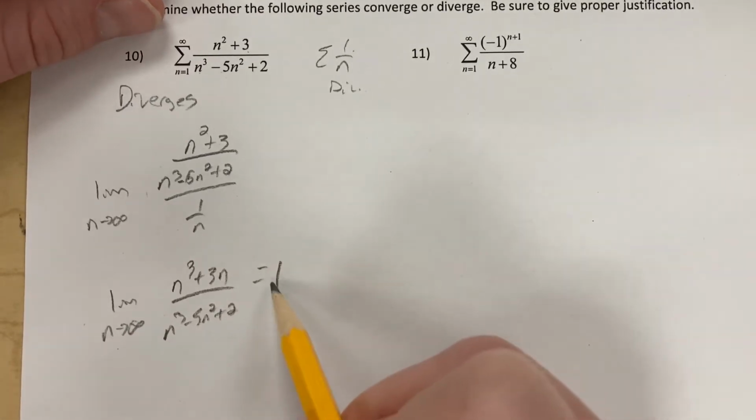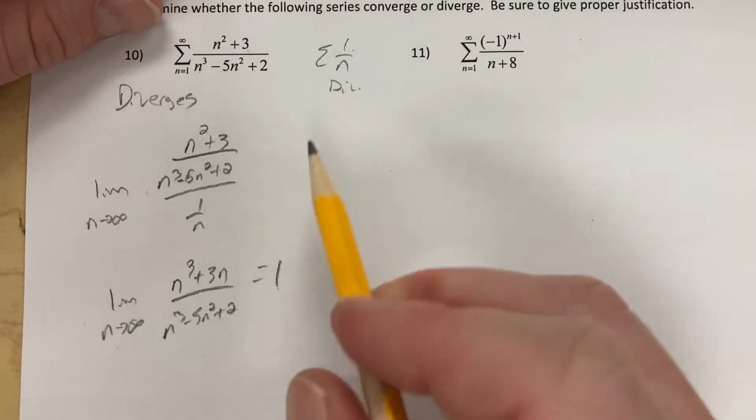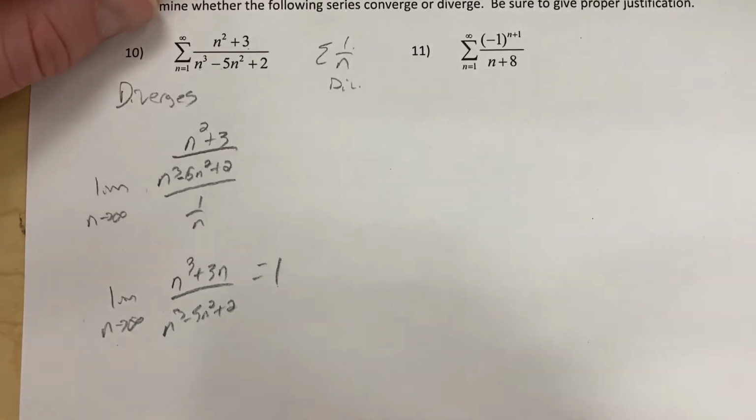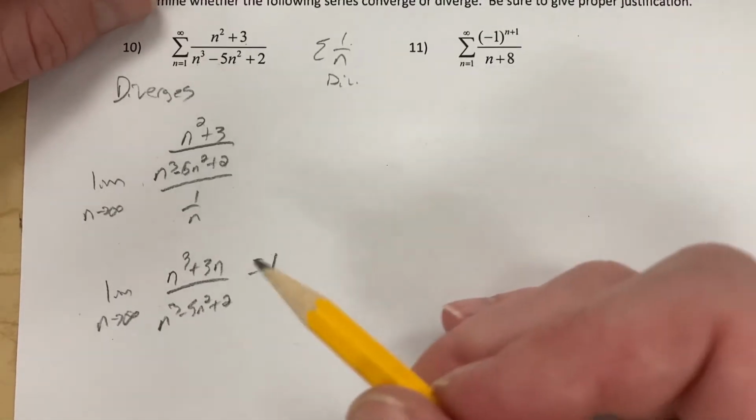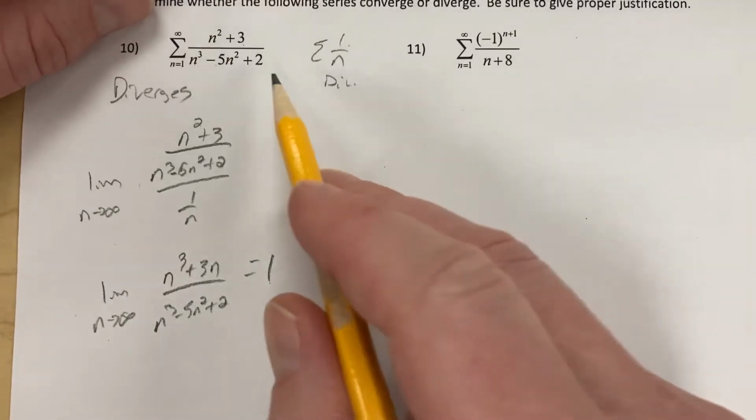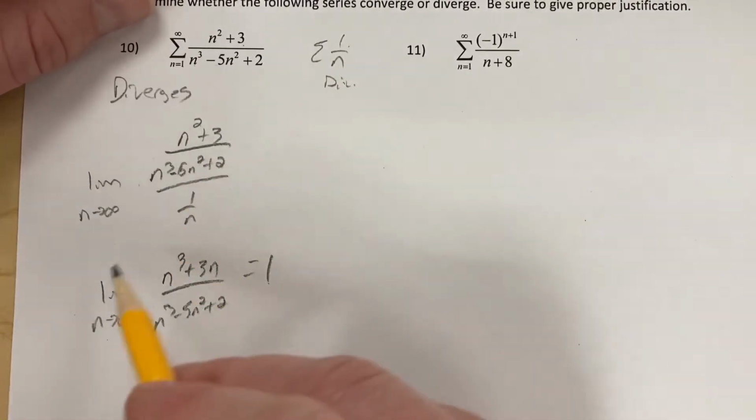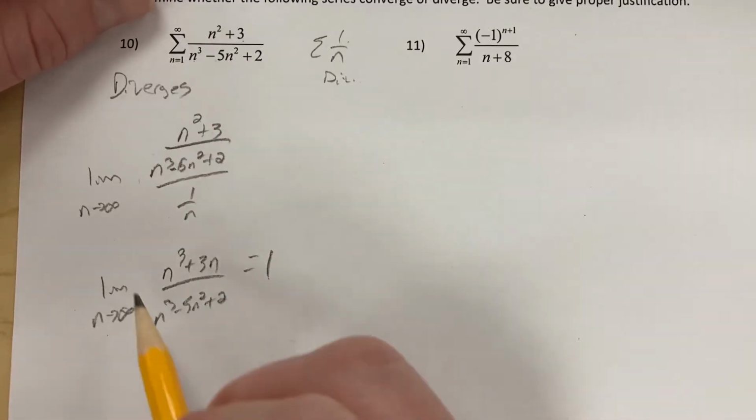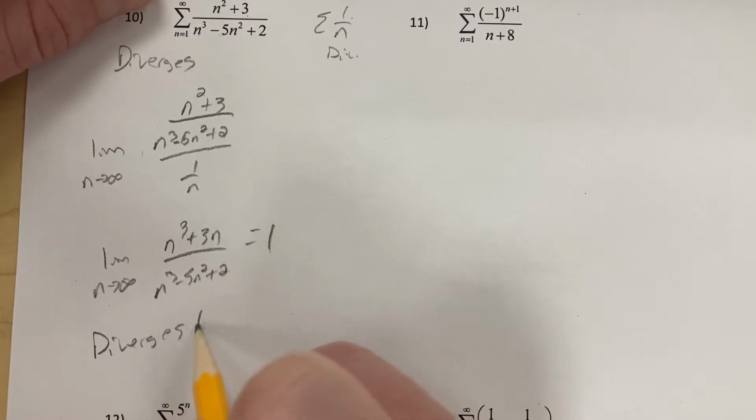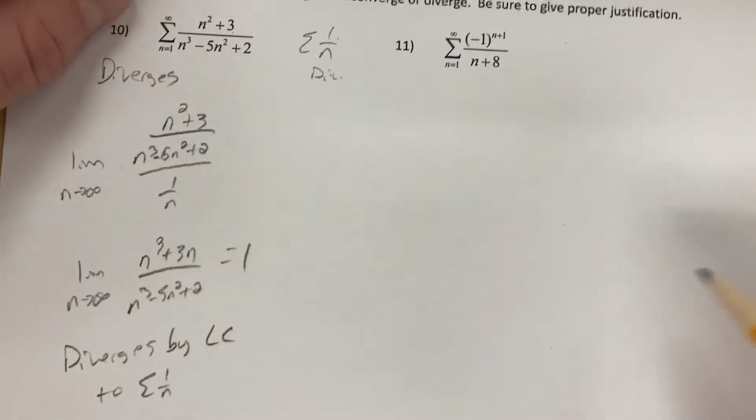Now don't be confused. In the ratio test, that's kind of bad news, but in the limit comparison, we like it. The limit comparison test says as long as we get any number other than 0 or infinity, then we're doing good. These two then agree. They do the same thing. So since 1 over n diverges and we compared it to it, this will also diverge. So we'd say this diverges by limit comparison to 1 over n.